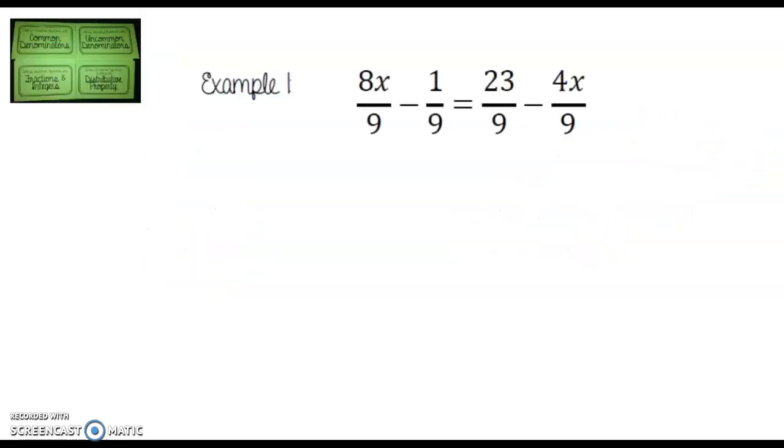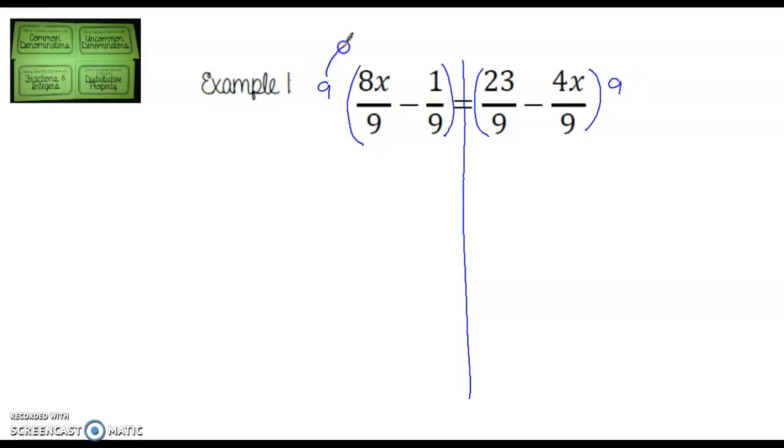Let's look at the first example on this foldable. It should be under common denominators. So now we have multi-step equations with common denominators. We have 1, 2, 3, 4 fractions with 9 as the denominator. When you have a common denominator for all of them, what you can do is take that denominator and multiply both sides of the equal sign by it.